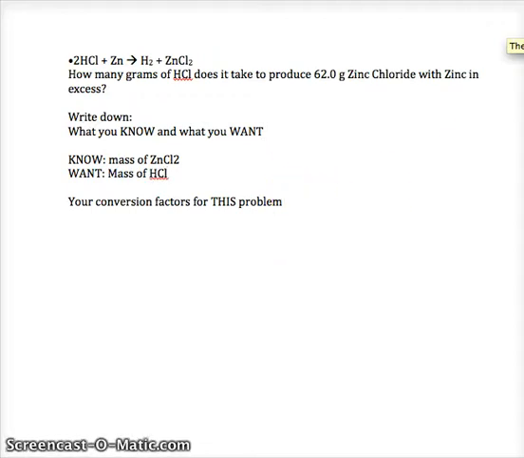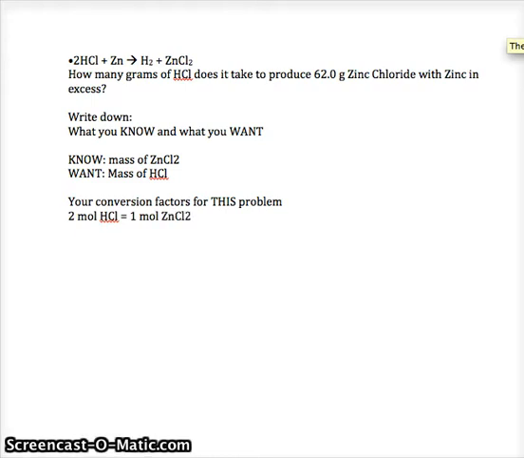Now, in order to go from the mass of zinc chloride to the mass of hydrochloric acid, you use three conversion factors. Those are going to be the formula weights of hydrogen chloride, the formula weights of zinc chloride, and the ratio of the coefficients. So if we go up to our equation right here, we see that there's 2 moles of hydrochloric acid for every 1 mole of zinc chloride, so that can be our first conversion factor. 2 moles of HCl is equal to 1 mole of zinc chloride.